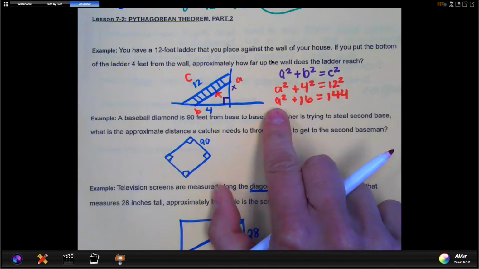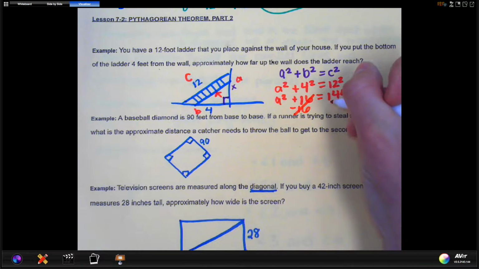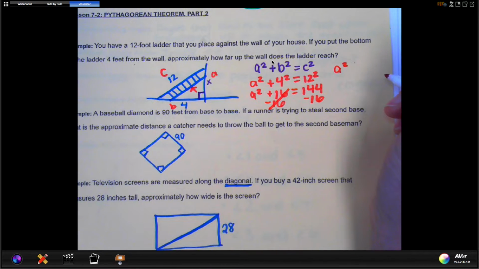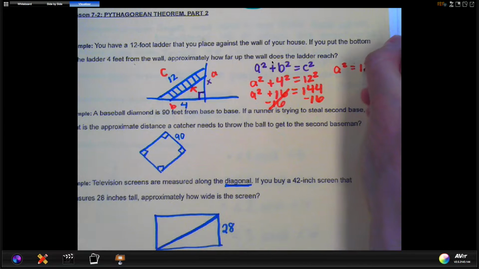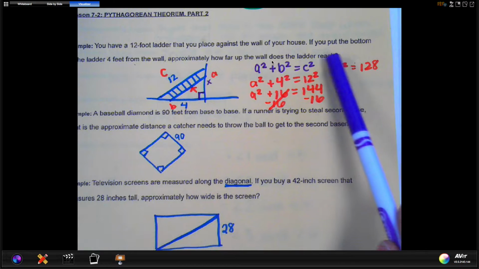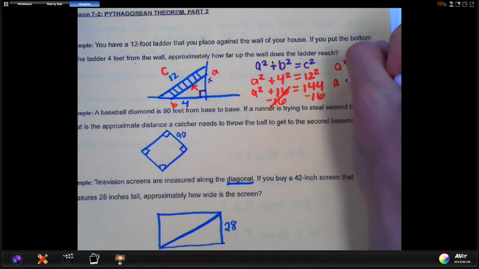Since we're finding A in this case, we're going to cancel and subtract. So we're going to cancel here and cancel over here. We're going to get A squared, and I ran out of space, but we'll do it over here, equals 144 minus 16 in this case. You can use the calculator if you're unsure, but that equals 128. Don't forget, that's not the final answer. We have to undo the squared sign by taking the square root. So A is actually the square root of 128.